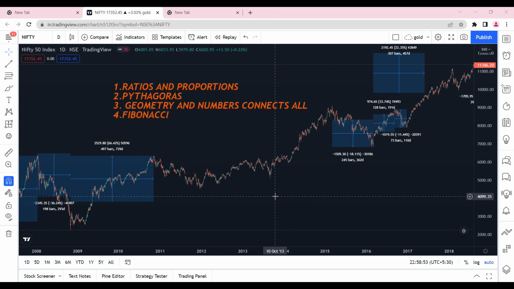So basically two methods I'm going to reveal here: one based on ratio and proportions, which involves divisions and some squaring, etc., and the other using Fibonacci indirectly. While using these two, the Pythagoras and geometry and numbers are all taken into account automatically. That's the beauty of it. It's all geometry and numbers.